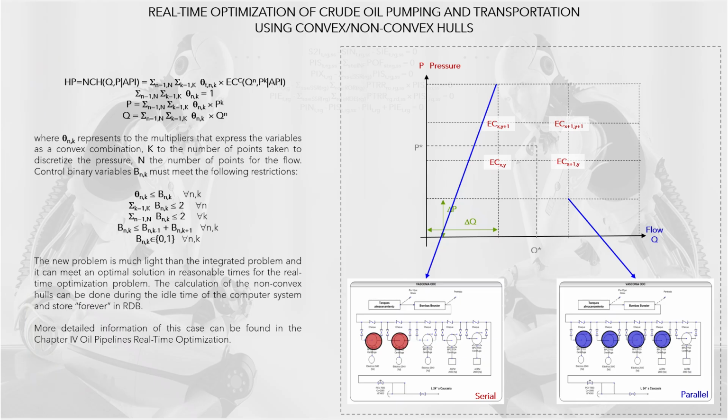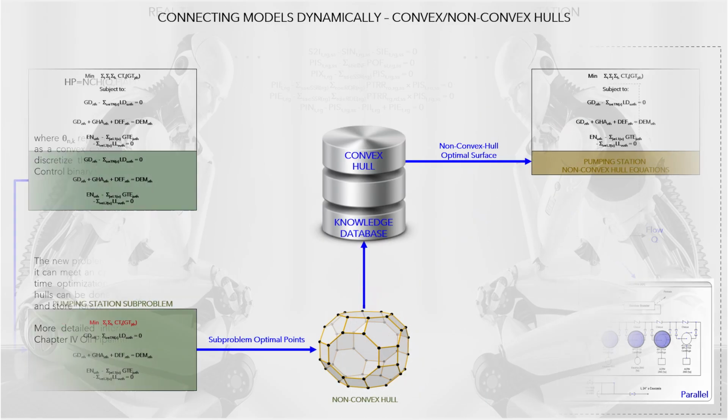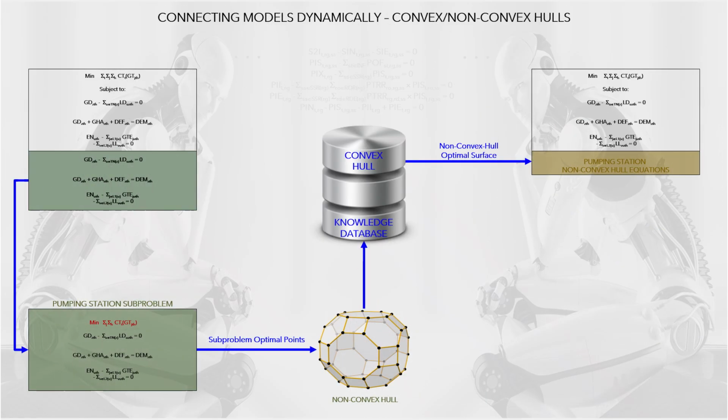The equations that represent the hull correspond to an interpolation in two dimensions. Due to the non-convexity, binary variables are required for their correct representation. More detailed information of this case can be found in Chapter 4, Oil Pipelines Real-Time Optimization, book and edition by Velasquez-Bermudez. The process to follow is: extract the object or entity subproblem from the original problem.